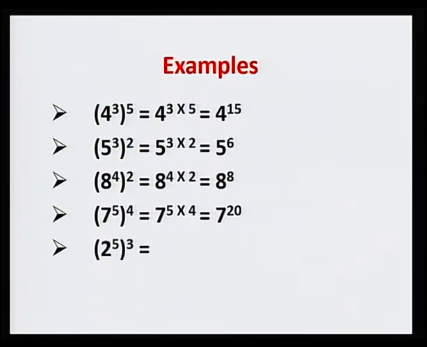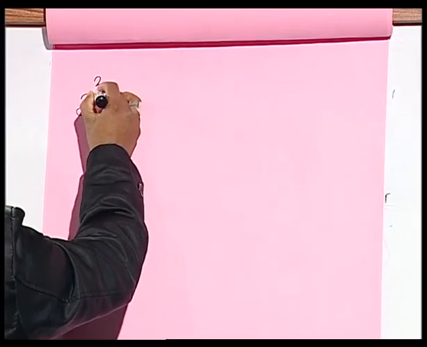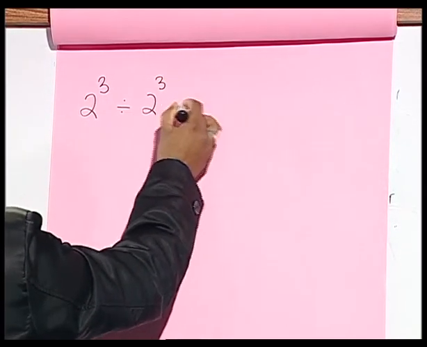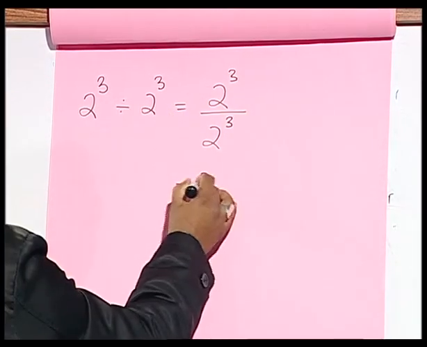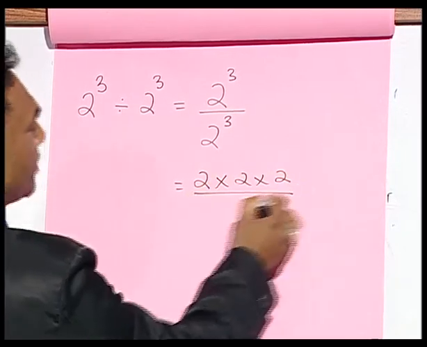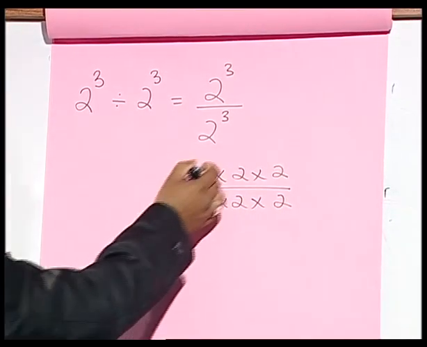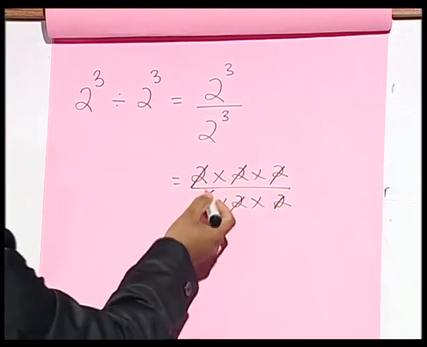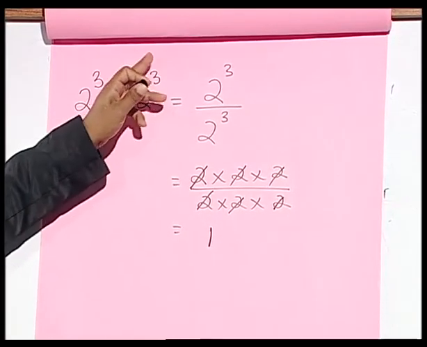Now calculate this one. Yes, you are right. 2 raised to the power of 5 times 3 equals 2 raised to the power of 15. Now consider the following situation. 2 to the power of 3 divided by 2 to the power of 3. Of course, we can write division like this. In expanded form, we have 2 times 2 times 2 divided by 2 times 2 times 2. What happens here? The 2s get cancelled. We are left with 1. 2 raised to the power of 3 divided by 2 raised to the power of 3, the answer is 1.